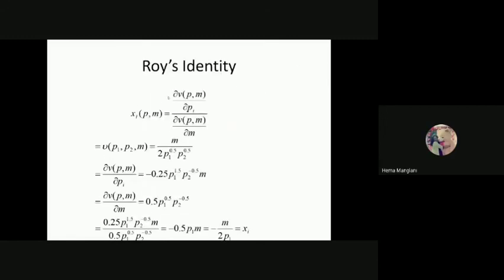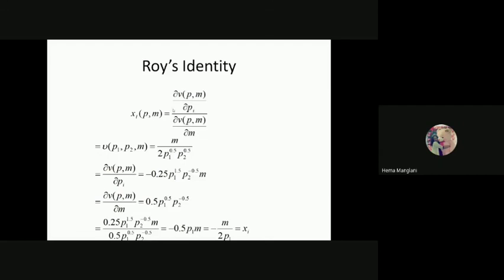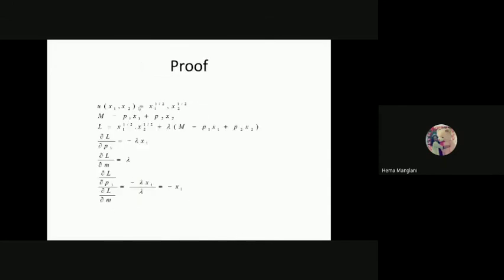Now for Roy's identity, we'll talk about the proof of it. The Roy's identity has some proof, so we'll follow the proof. I told you this always gives you minus x1, because in the formula also there would be a minus. So this formula always would be equivalent to minus x1 or minus x2, whichever variable I'm putting here. So this we have to prove.